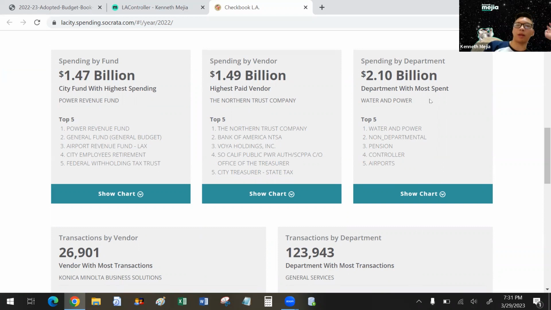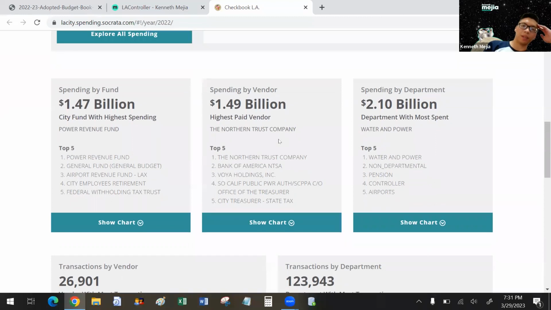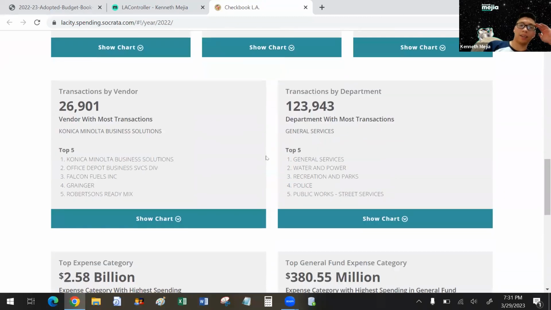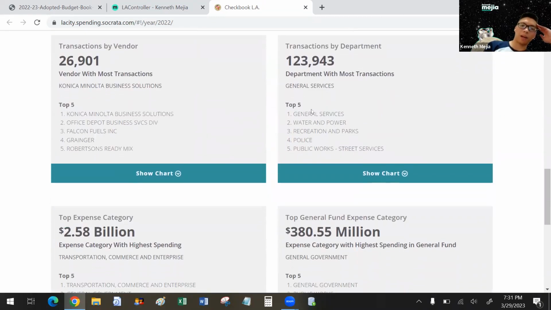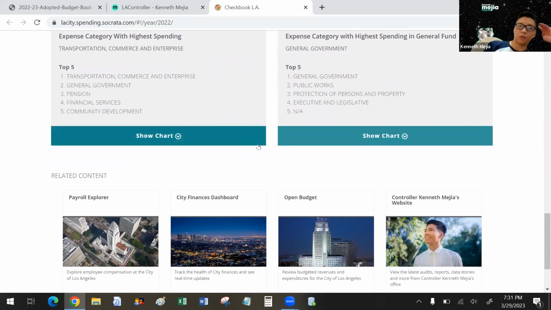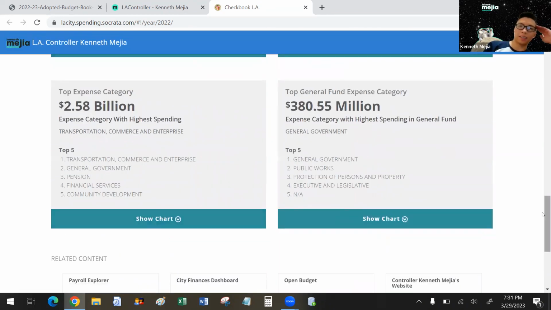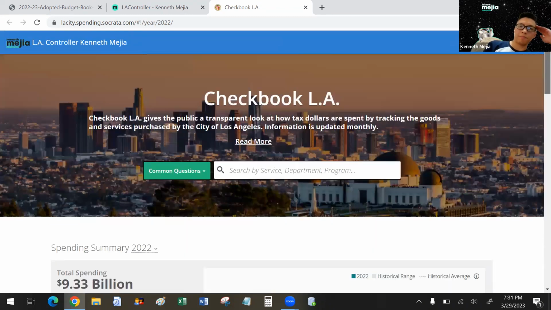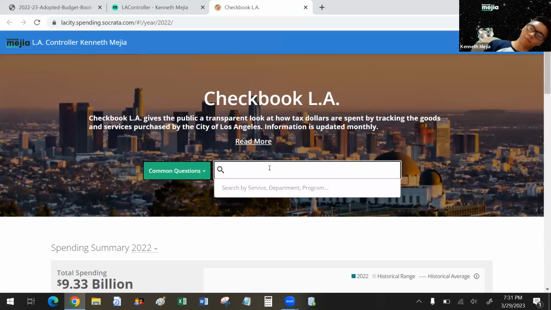Which department spent the most, it shows you here: 2.1 billion. It shows you how many transactions by vendor, by department. So there's a whole bunch of cool information here that just shows you stats on the city. But my favorite is using this tool, searching how much money we spent. And if you were ever curious how much we spent on any vendor, you could just type it in here.